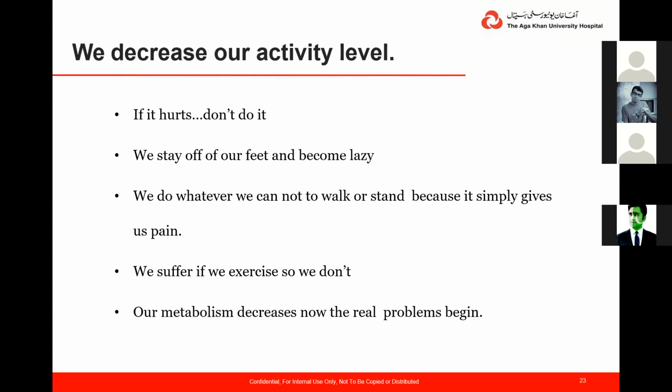So what we do in our part, particularly, we decrease our activity. We will not play games. We will not go to work. At the same time, we will start putting on weight, then end up in hypercholesterolemia, diabetes, and all the other stuff.